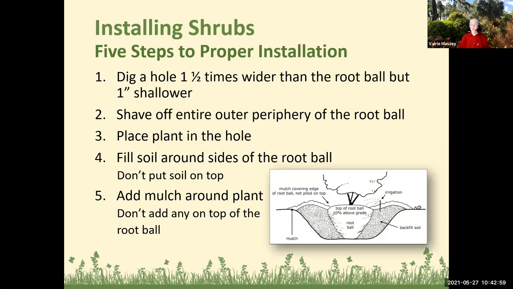You want to dig your hole appropriately, 1.5 times wider than the root ball and 1 inch shallower. You want to shave off the entire outer periphery of the root ball. You place the plant in the hole and fill around the sides. A good way to get rid of any air pockets is to use a little jet of water and then pack it down, making sure that it's tight. You don't want to put mulch on top of the root ball, just around the perimeter.